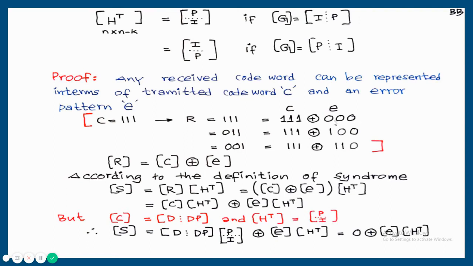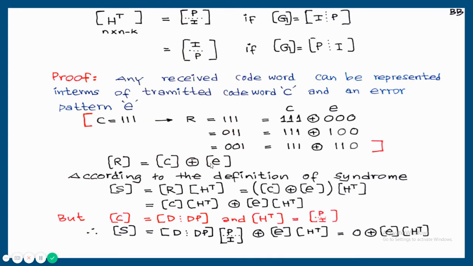If it is 000, transmitted code and received code are the same. If it is 100, there is one error and the position of that error is the first bit. If the error pattern is 110, the first bit and second bit are error bits. If the error pattern is 111, the first bit, second bit and third bit are error bits. So like this, any received code R can be represented in terms of C and an error pattern.